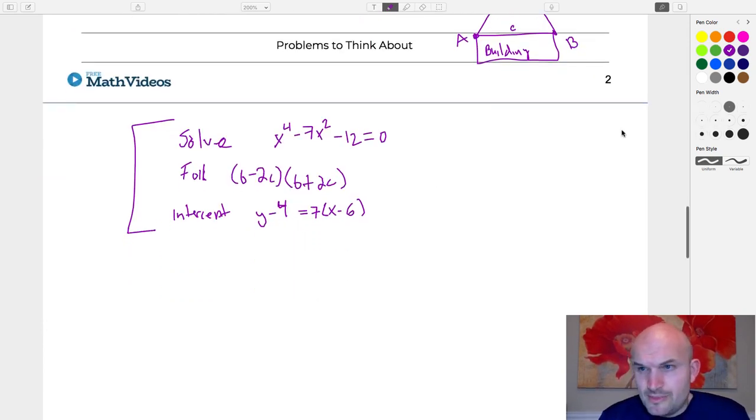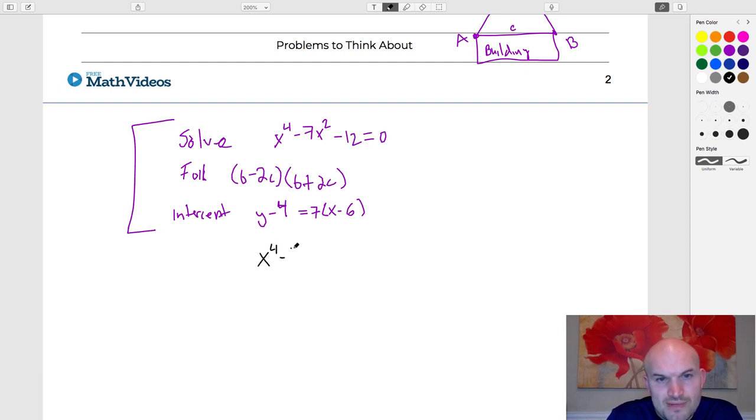Now that looks like really bad handwriting, so let's change it up here with black. All right, so if I was going to solve this, guys, we have x to the fourth minus 7x squared minus 12 equals 0. I'm assuming it was equal to 0, otherwise we wouldn't be solving. It wouldn't make sense. We just have to try to factor it, I guess.